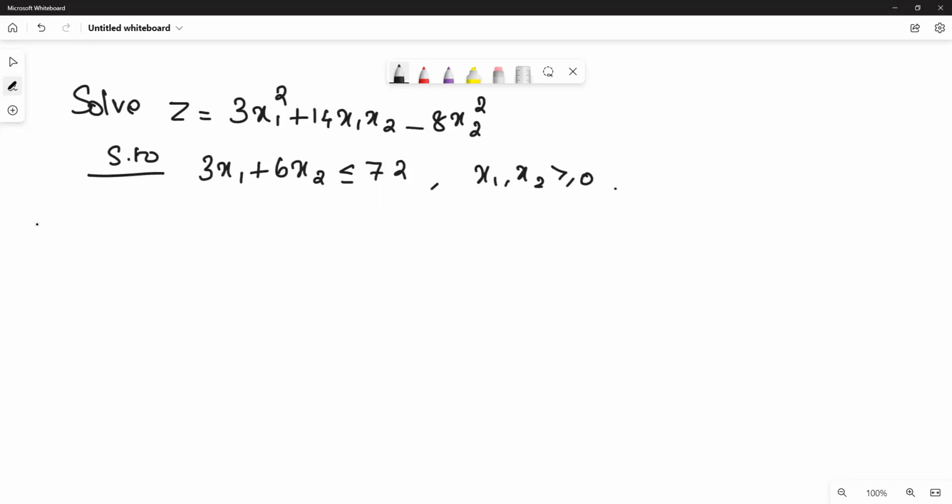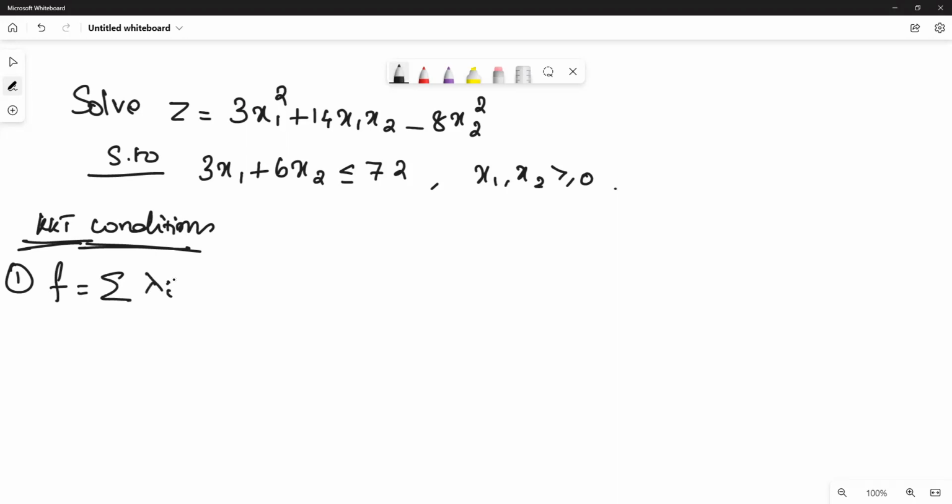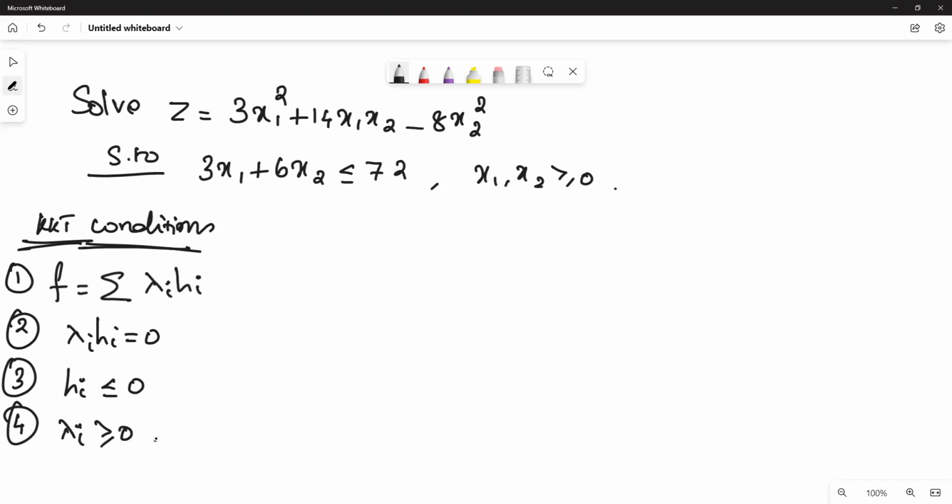What are the conditions? First, let us know what the KKT conditions are. You have totally 4 conditions. First condition is f is equal to summation lambda i hi. Second condition, lambda i hi is equal to 0. Third condition, hi less than or equal to 0. And fourth condition, lambda i greater than or equal to 0. So these 4 are the general KKT conditions. But each condition will lead to a number of equations that depends on the given number of constraints.